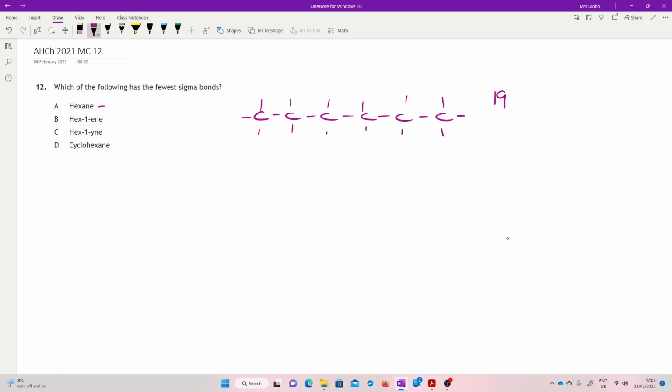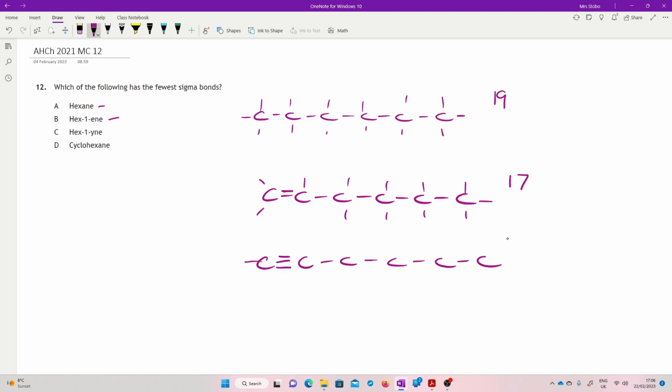Now anything which removes hydrogens from this is going to decrease the number of sigma bonds that you have, and possibly increase the number of pi bonds. If I make it hex-1-ene, I'm putting a double bond in here, reducing the number of sigmas by 2 by sticking in a pi bond. So that would be taking me down to 17.